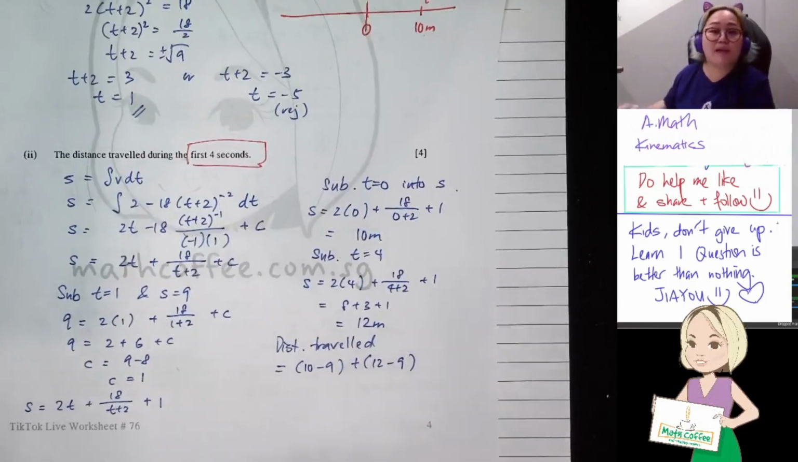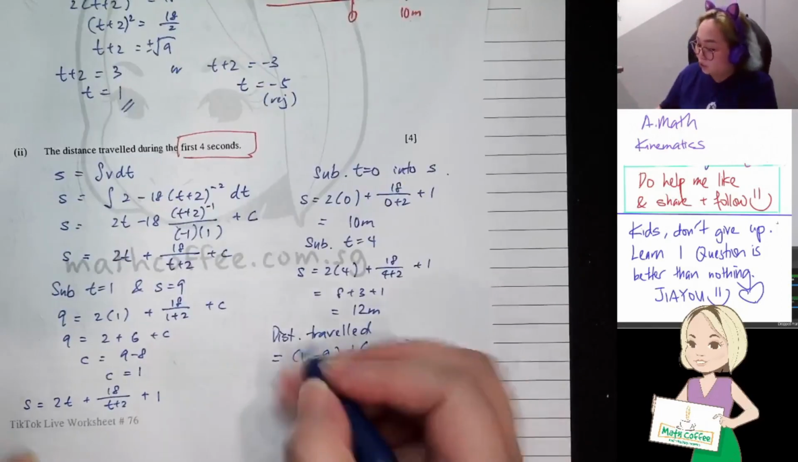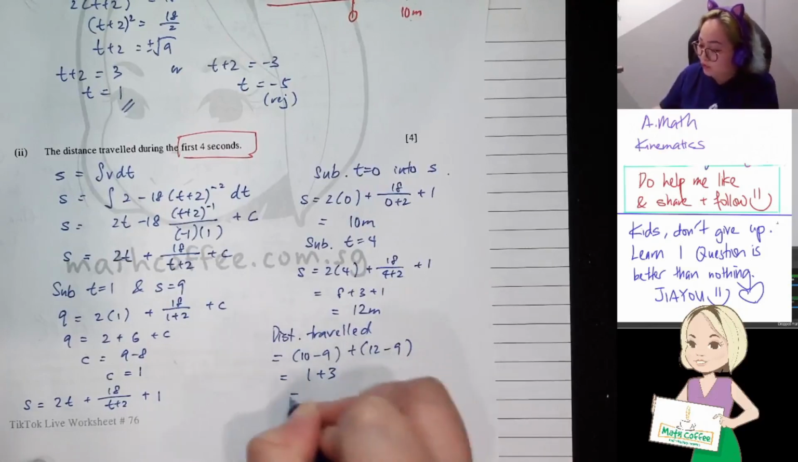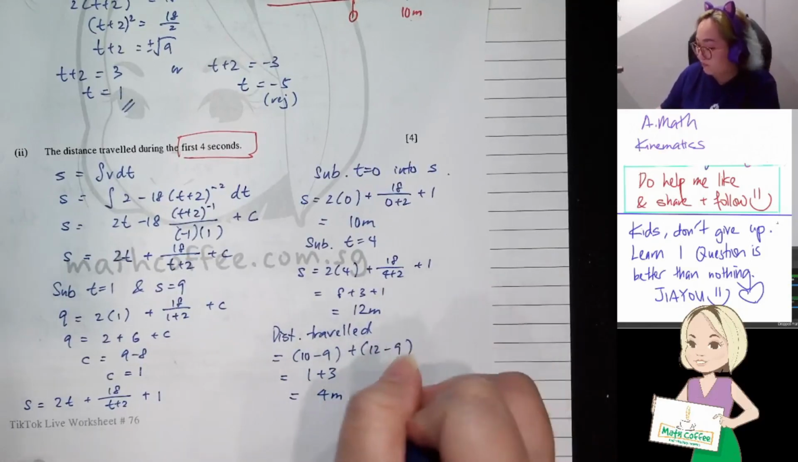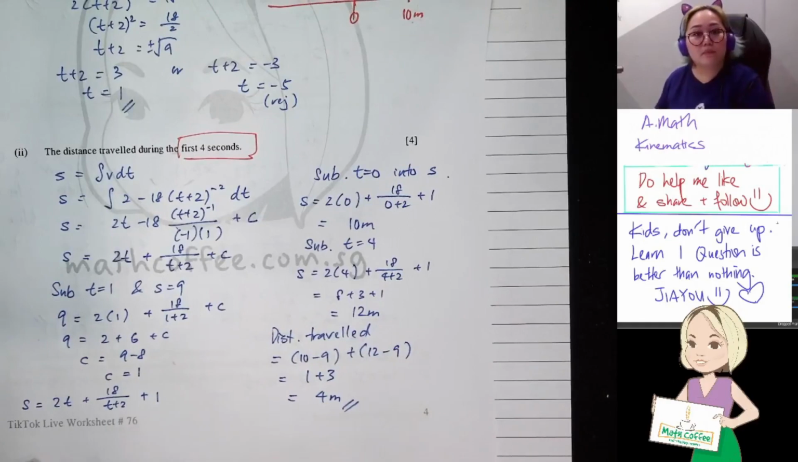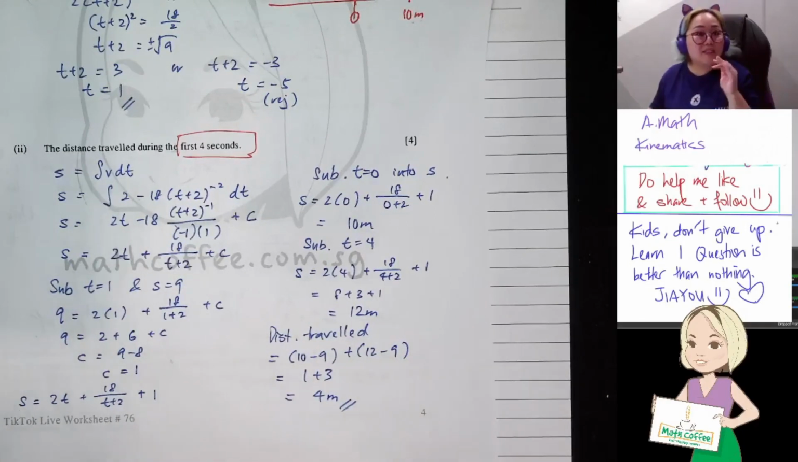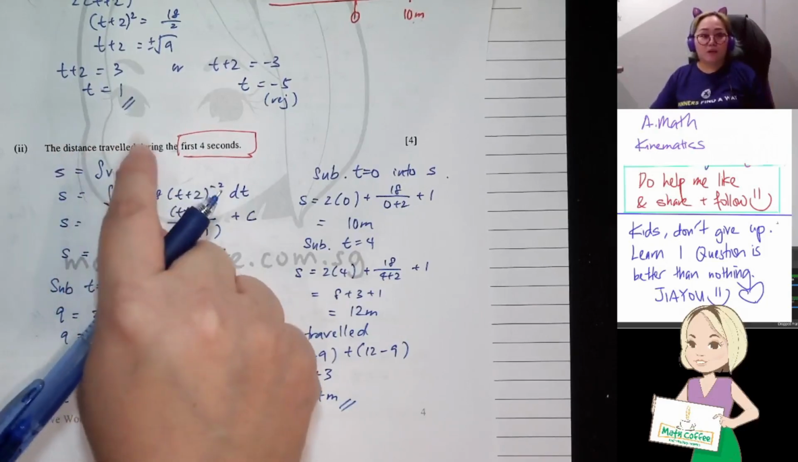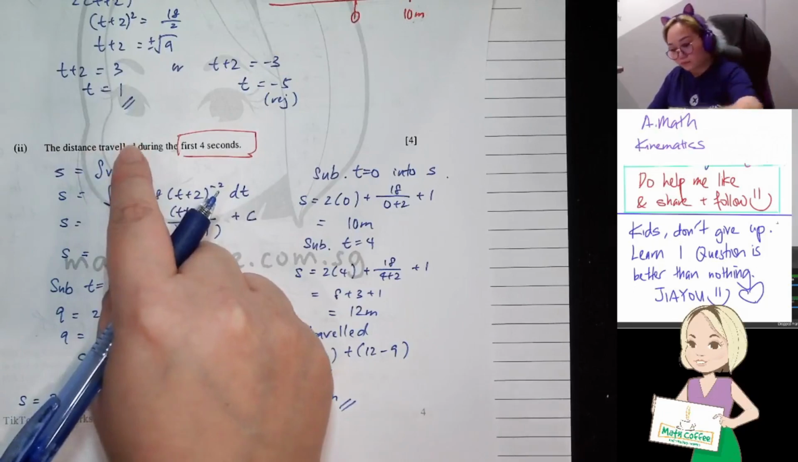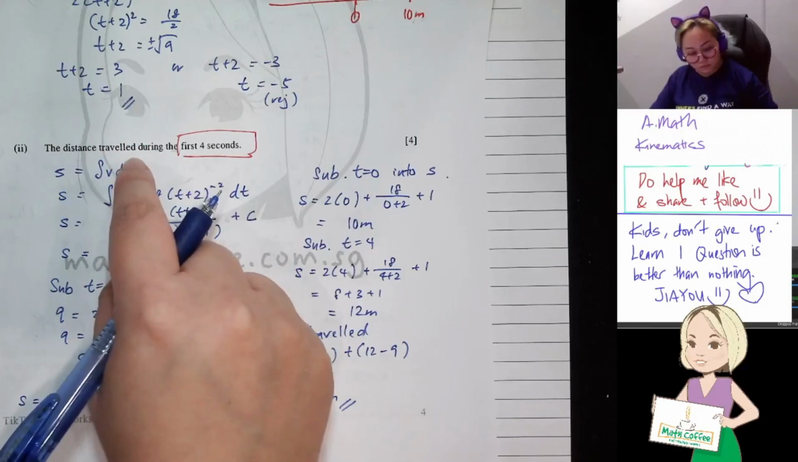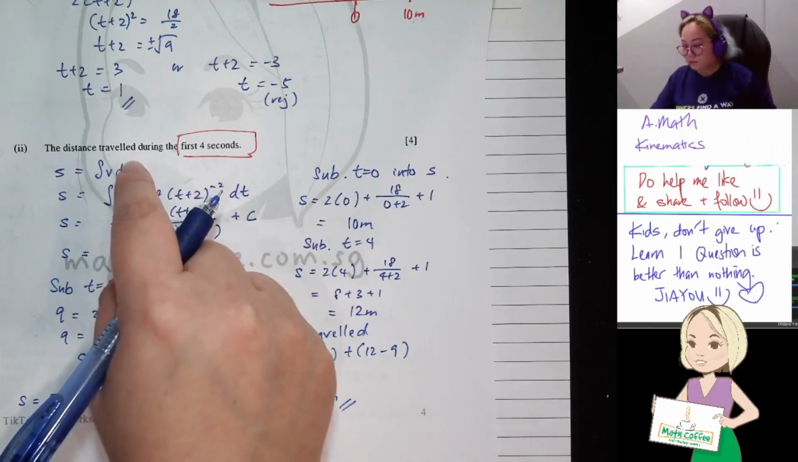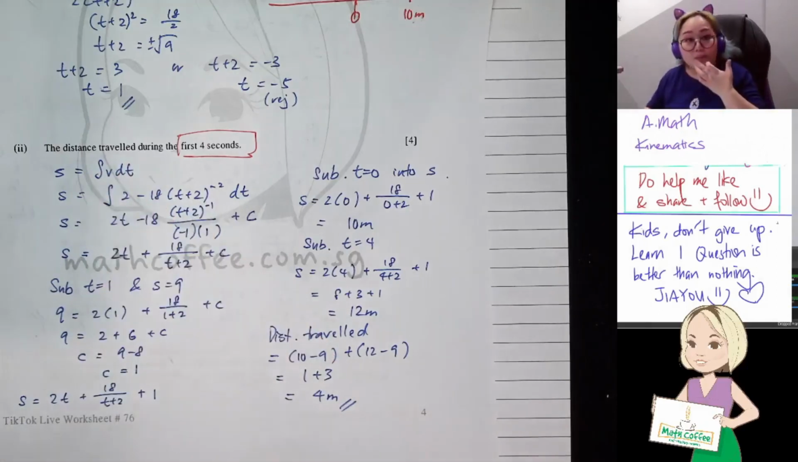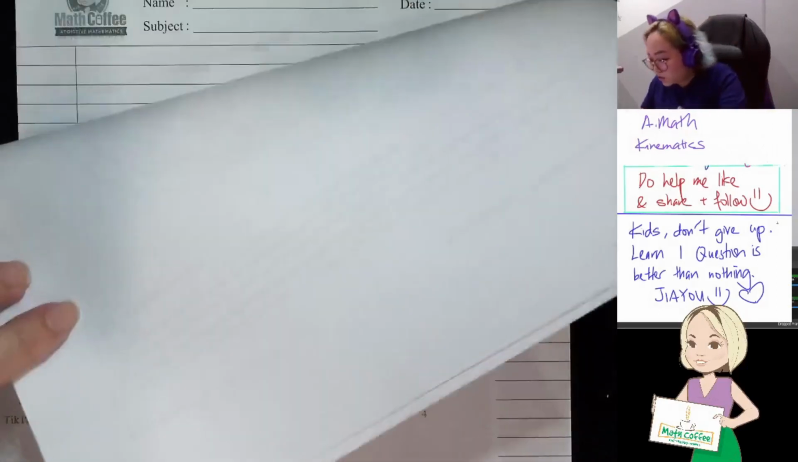You need to draw the diagram, then you can visualize better. So in the end, we know that it is 1 plus 3. So total distance travelled is only 4 meters. Understand? So this is exactly how you find those kind of distance travelled questions. Okay? All good with this question now?